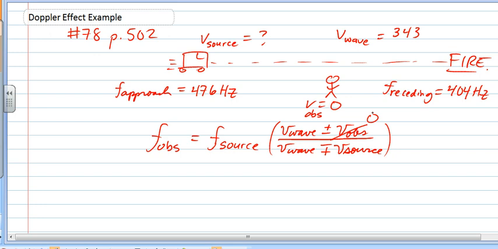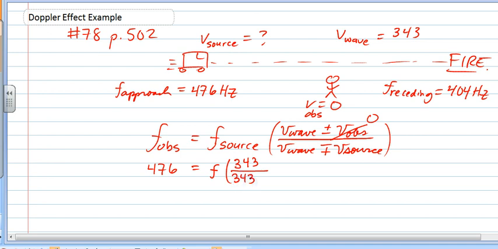So here we go. The observed frequency is 476 hertz. And wait a second, we don't know the frequency of the source. So we're just going to write that as F. Okay, well maybe that'll be the only thing that we need. So now the speed of the wave is 343. We don't have to do plus or minus. And it's divided by the speed of the wave again.